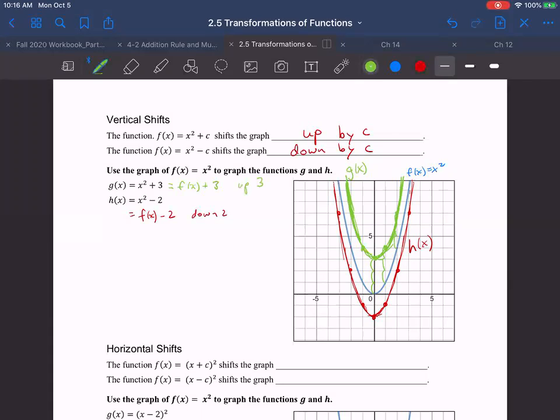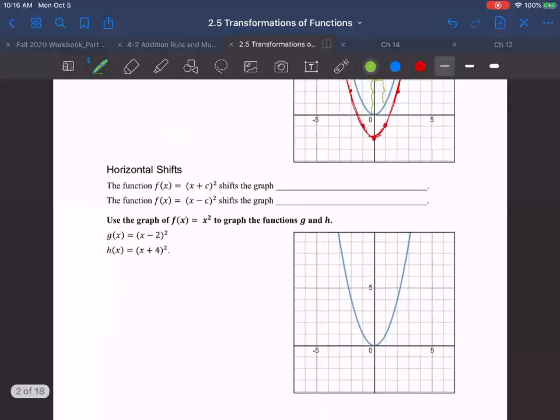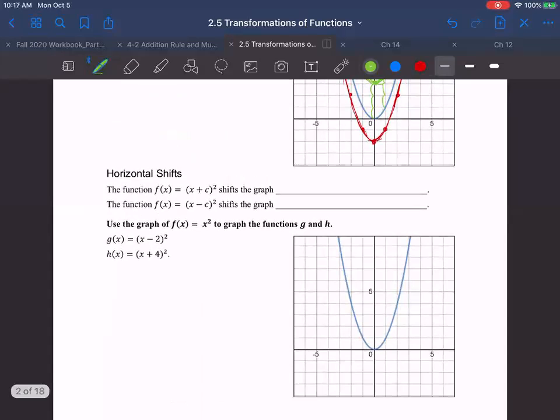All right, that is vertical shifts by adding or subtracting to the overall result of our function. All right, so that's vertical shifts. It's not too bad. But now horizontal shifts, they get a little trickier.